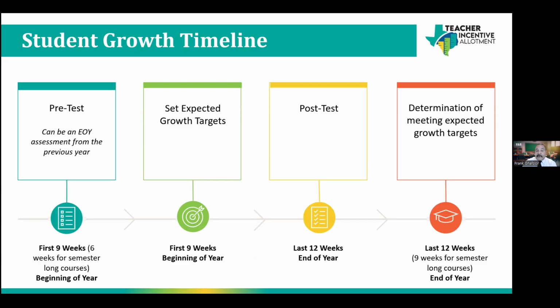With our pre-test, post-test in the last 12 weeks of the school year, so of course we've been doing our RTI, we've been working with students since the beginning of the year to get them to this point. The last 12 weeks of the school year, we would administer that post-test. If it is a semester-long course, you want to administer that within the last 9 weeks of the course. So we would want to administer that post-test, and then there would be a determination at the very end of the cycle of did the students meet their expected growth targets.